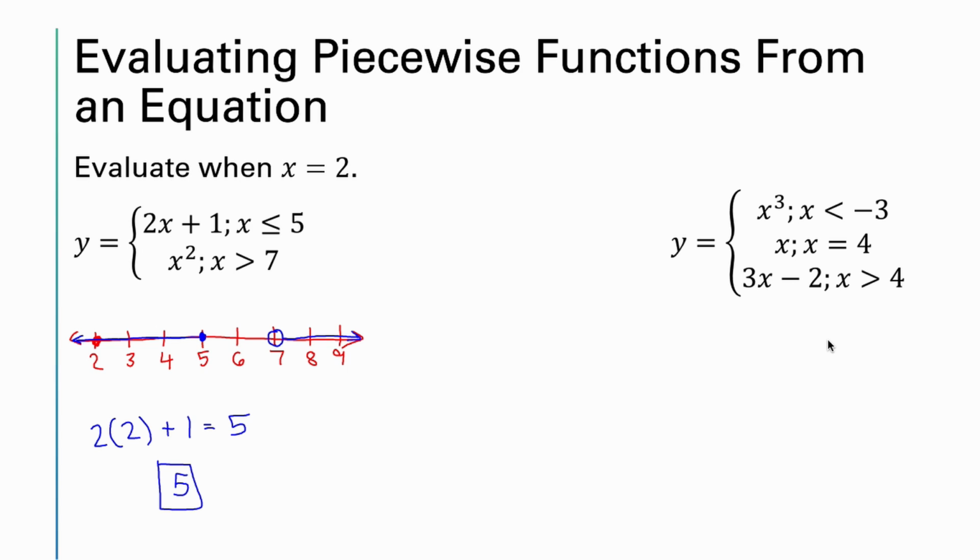Y is equal to x cubed if x is less than negative 3. Y is equal to x if x is equal to 4. And y is equal to 3x minus 2 if x is greater than 4. So let's plot these on the number line again. So we have this. And let's label that. Let's put negative 3 here.